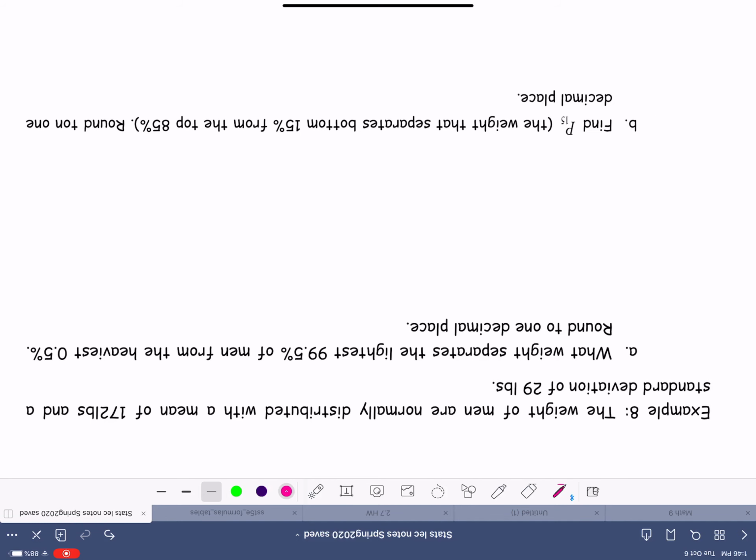The weights of men are normally distributed with a mean of 172 pounds and a standard deviation of 29 pounds. So we're given the mean mu here. The mean is mu and the standard deviation is 29 here. What weight separates the lightest 99.5% of the men from the heaviest 0.5%? Okay, where are the lightest 99.5% of men?